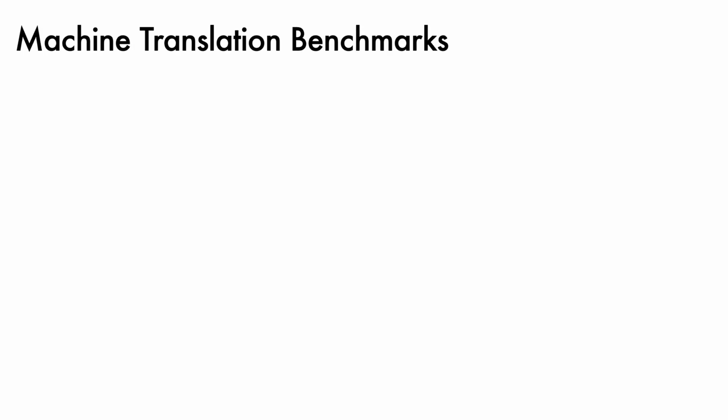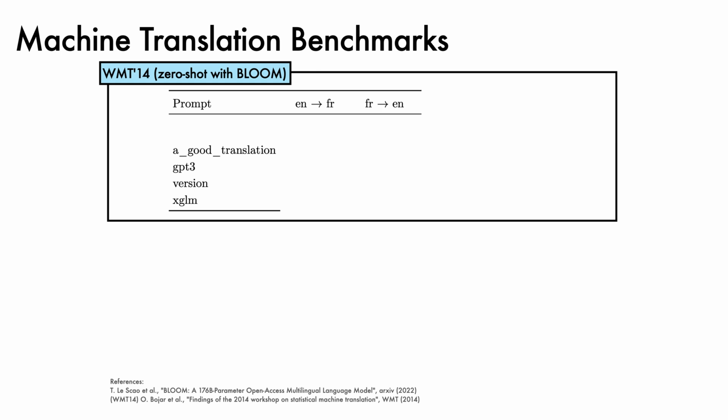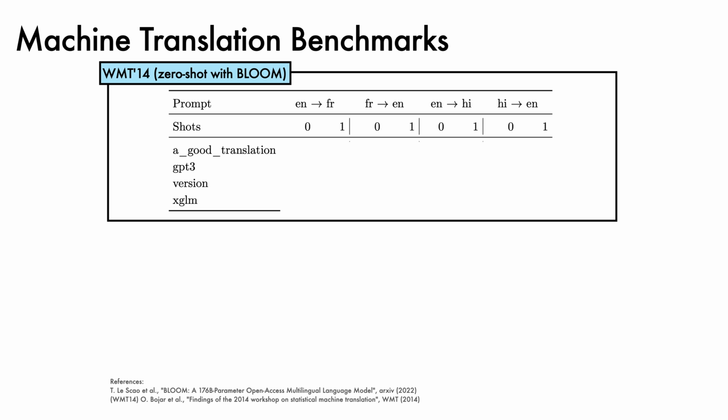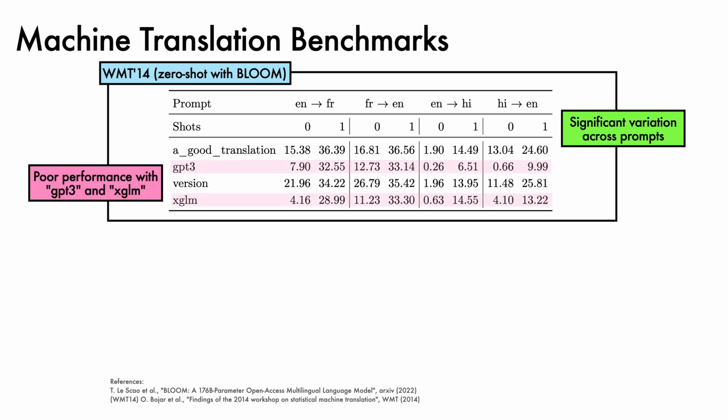We turn next to machine translation benchmarks, starting with a zero-shot evaluation of WMT14 with Bloom. We'll examine results using a range of different prompts for translating English to French, French to English, English to Hindi, and Hindi to English. In each case, both zero-shot and one-shot evaluations are conducted. Here are the results. A first observation is that there can be major variations across prompts, with notably poor performance with the GPT-3 and XGLM prompts. However, we also see that Bloom can attain reasonable one-shot performance when given the right prompt.